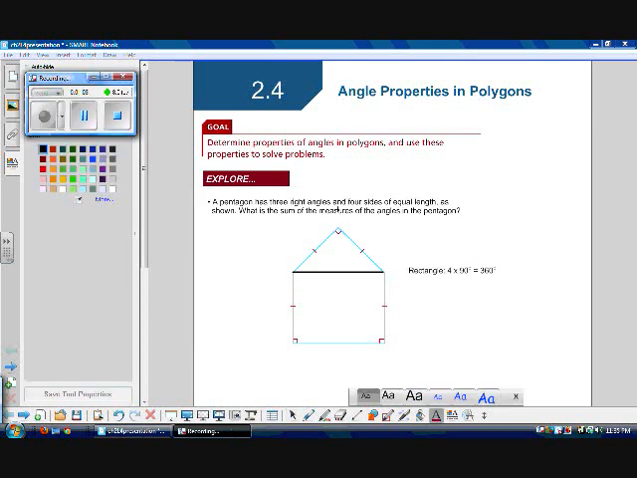I also know that the sum of my interior angles of a triangle is 180 degrees. Therefore, I know that my total sum of my interior angles of my pentagon is 360 degrees plus 180 degrees, which equals 540 degrees. So now I know the sum of the interior angles of a rectangle, a triangle, and a pentagon. But what about all the other polygons that we can possibly make? Well, we'll get to that.